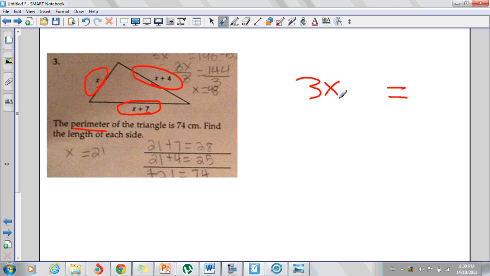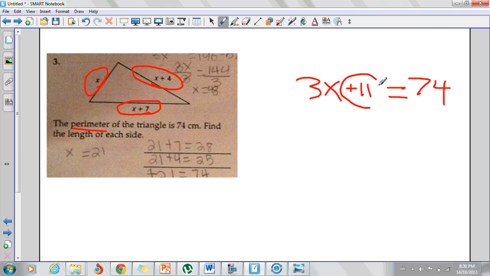Let's add up our numbers. We got plus 7 and plus 4. That should give us plus 11. And of course, our total for our perimeter, which is the distance around, is 74. Now we've got it pretty easy.